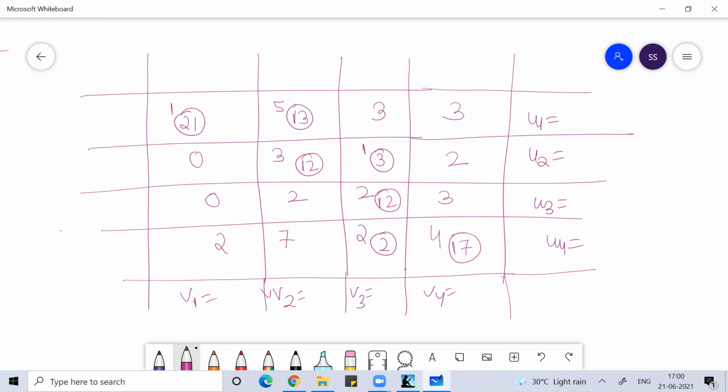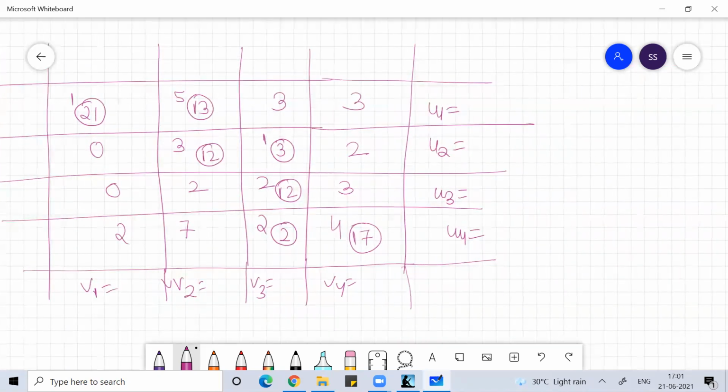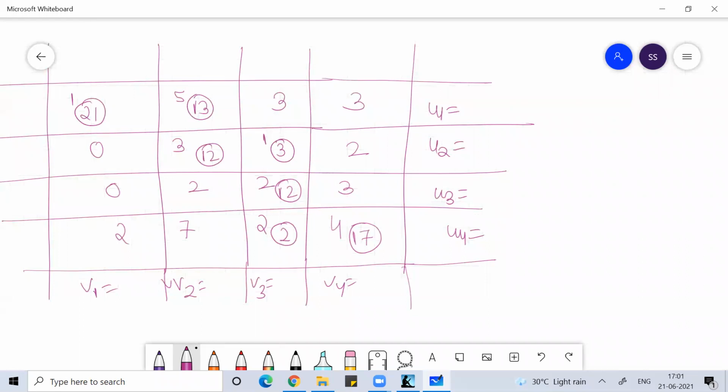Fine. So we'll write this, and then what to do? You see which row or column has maximum allocation. 2 2 1 2, then 1 2 3. So you can see maximum allocation in third column, so you can put the value 0 for that.